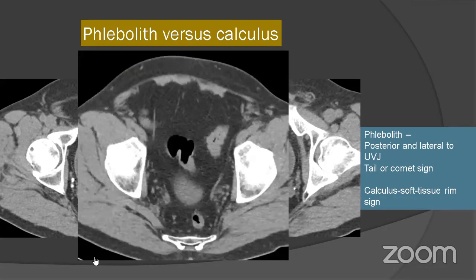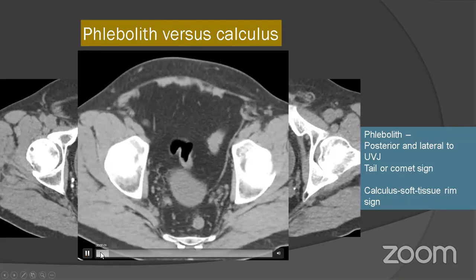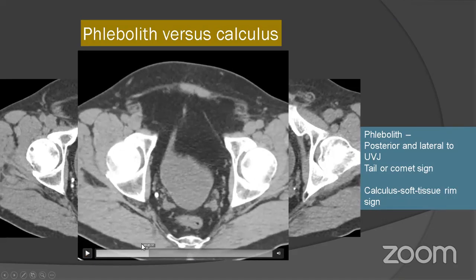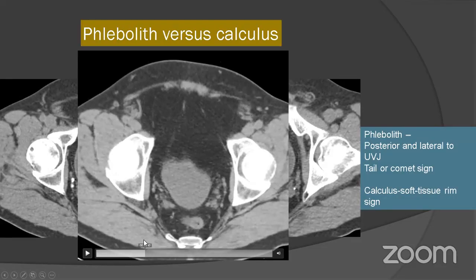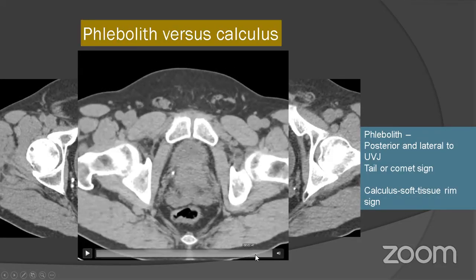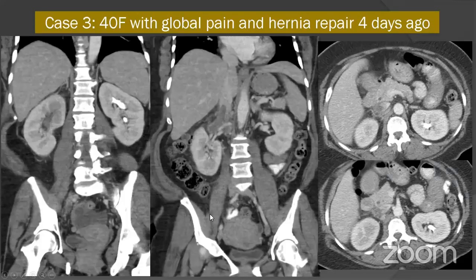Also, it's very useful always, when in doubt, just trace the ureter back and forth and see where that calcific density is. And you can clearly see here on the left side, the ureter is here and you see the calcific density. And so that's the calculus.